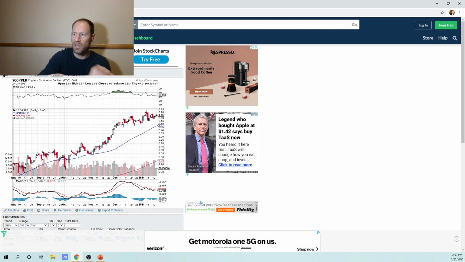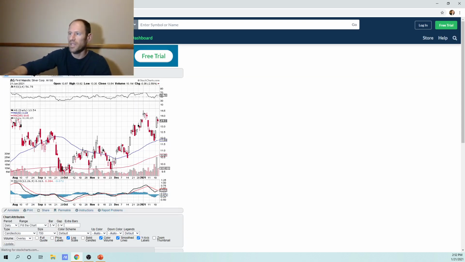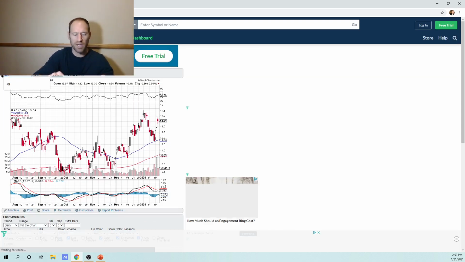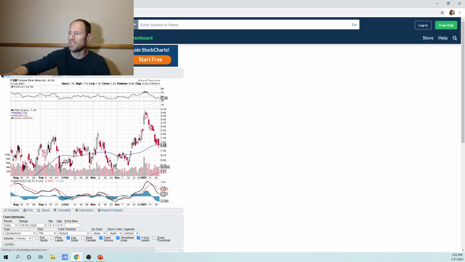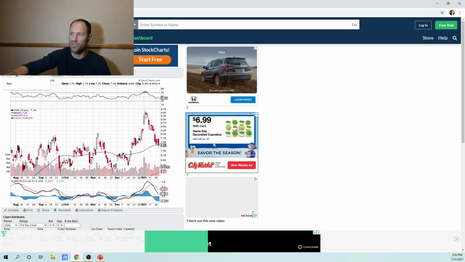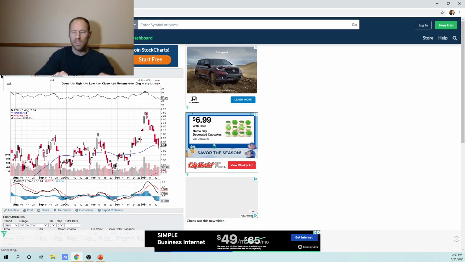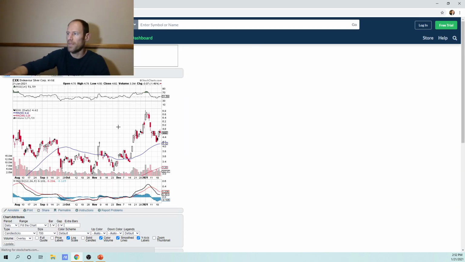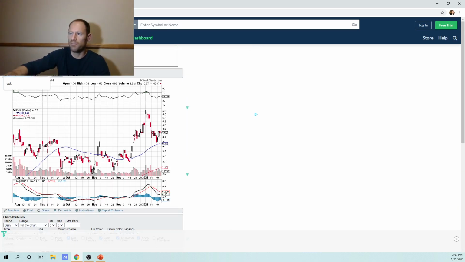Let's just see. I'll pull up a couple. That's called a bloody nose continuation pattern. Looks pretty good for First Majestic. Too bad this wick wasn't a bigger one on the bottom. This is still carving out a bottom for Fortuna Silver Mines. EXK, a little bloody nose, not too bad.